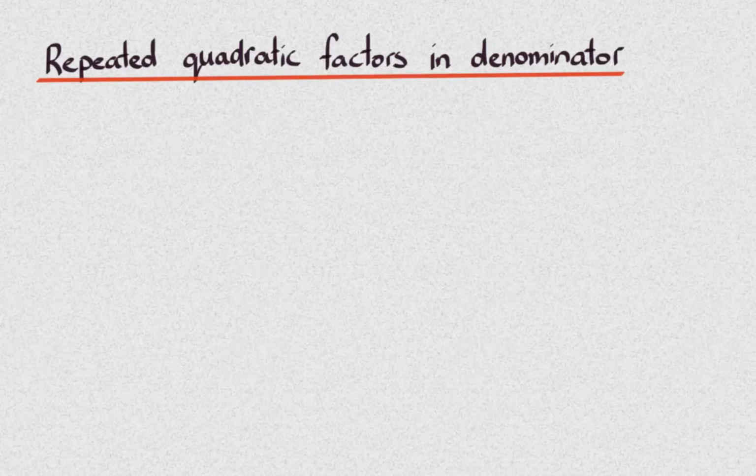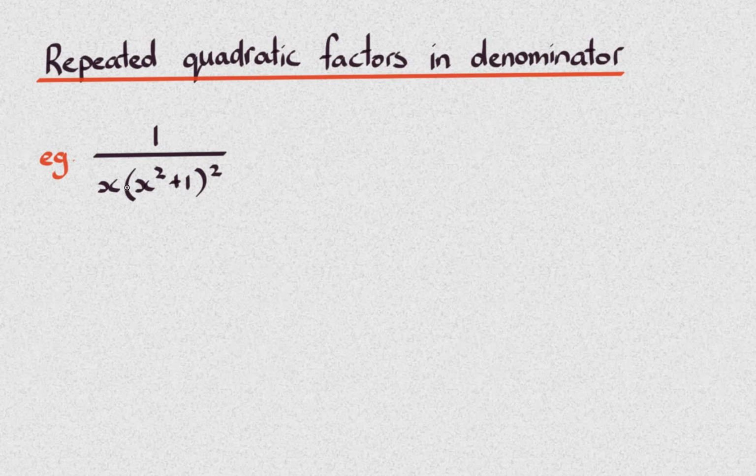Alright, the last idea we have to talk about is repeated quadratic factors in the denominator. So we've already dealt with repeated linear factors, and the same idea happens if we have a quadratic factor that repeats. So for example, something like this. We have a linear factor, and there's just one of those. So that is a over x for its partial fraction.